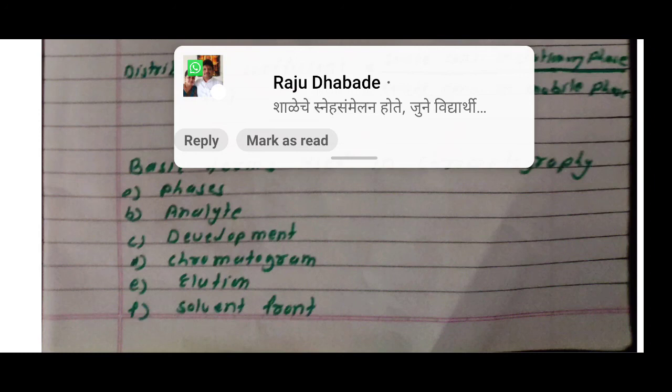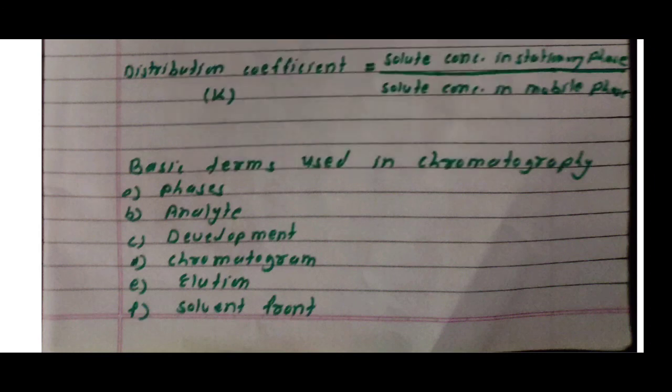Then the next one is the development. It is a slow and steady flow of mobile phase over or through the stationary phase, causing separation of the components of the analyte by promoting their differential movement. The next basic term, chromatogram. Chromatogram is the stationary phase or support medium of the stationary phase carrying the separated solutes as bands over it.